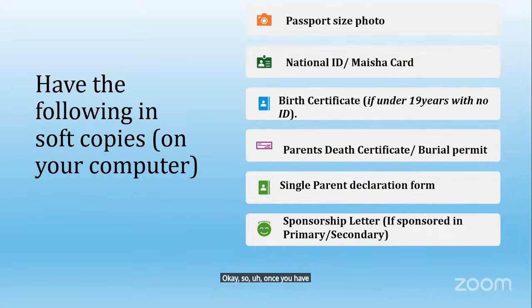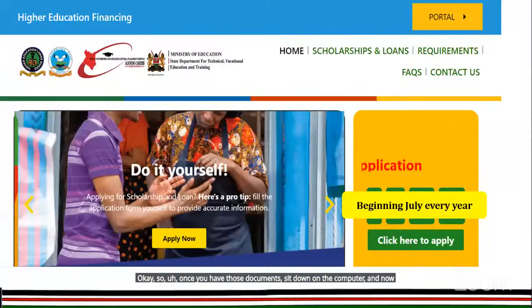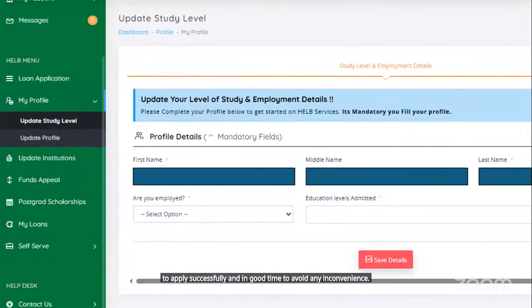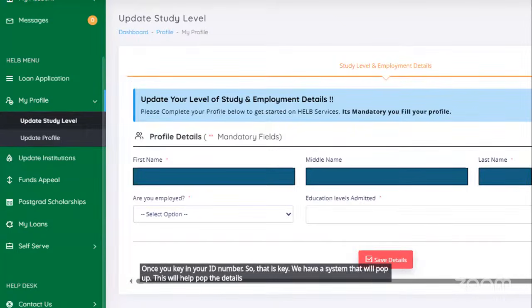Okay, so once you have those documents, sit down at the computer, and now we get into the look and feel of how the portal is. We have mentioned that we are opening the application in July. So in July, make sure you have all these documents ready so that you'll be able to apply successfully and in good time to avoid any inconvenience. You fill in your details on this portal, and your name will pop up once you key in your ID number. So that is key. We have a system that will help pop up the details.